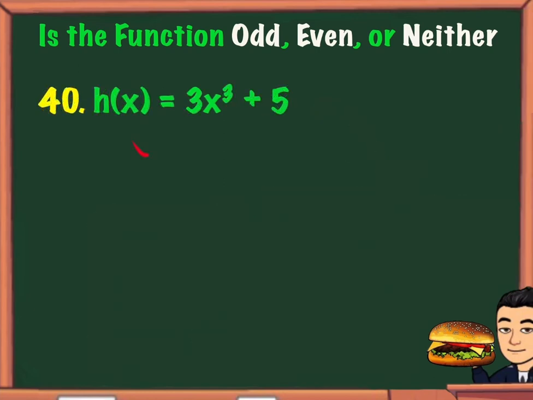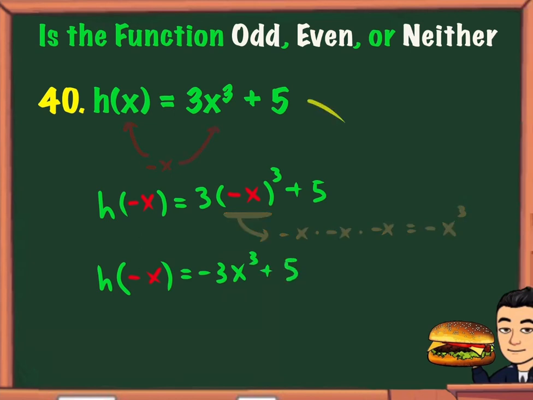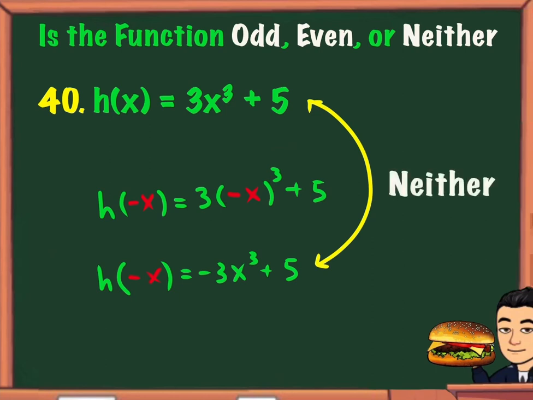For number 40, let's go ahead and plug in negative x into all the x's. So h of negative x is equal to 3 times cube of negative x plus 5. Cube of negative x is negative x times negative x times negative x, and this gives you negative x cubed. So h of negative x is equal to negative 3x cubed plus 5. If you compare that to the original equation, it's not the same or opposite, so you want to answer neither.